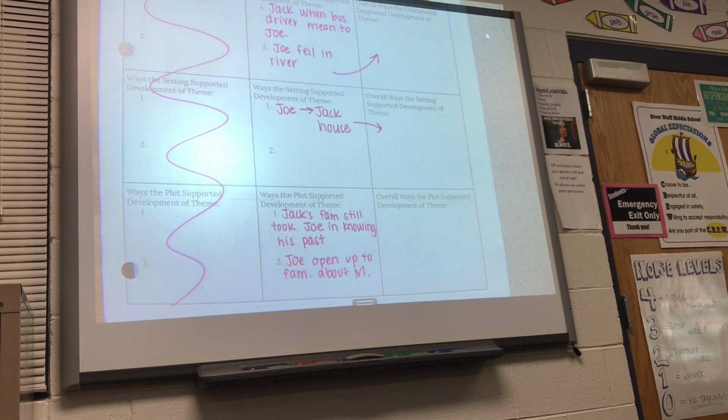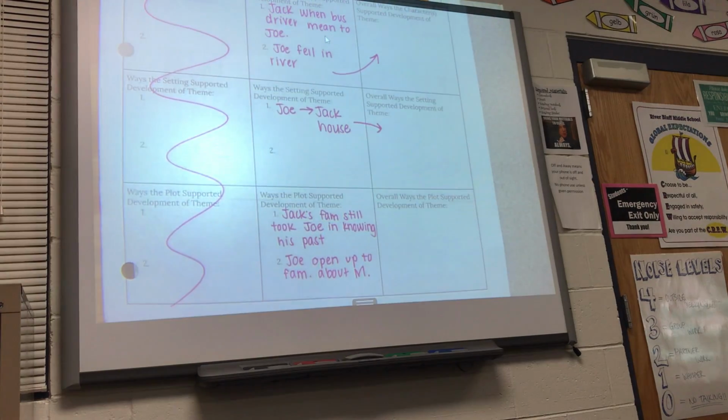Elizabeth? One, because two, it just seems like Joe is just trusting the family. It doesn't show how the family is reliable. Oh, okay. I like the way you thought about that. Would you guys agree with that? Okay, so let's use one.